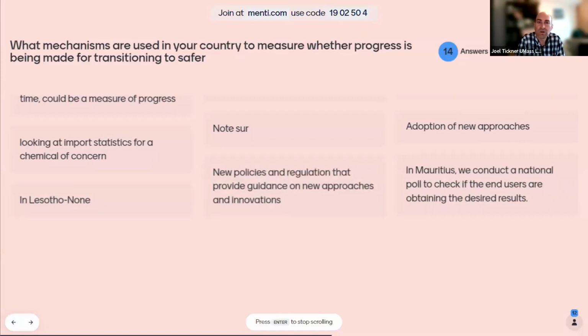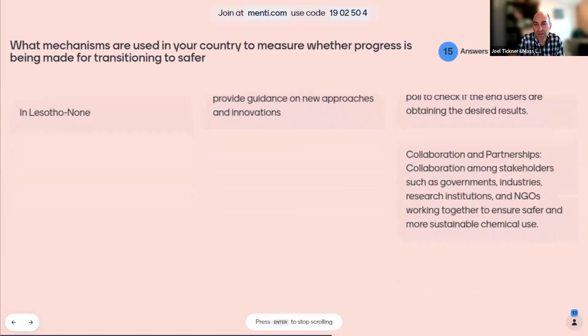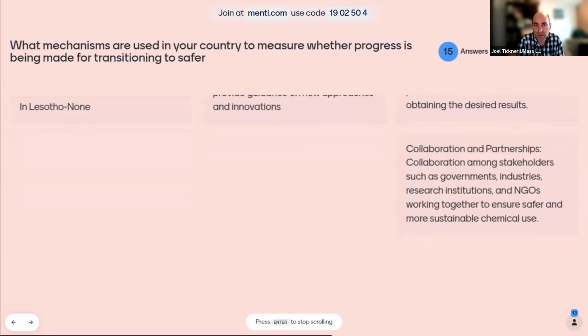So you could measure by new policies, for example. That's one way. You could measure by sales. You could measure by decreases in harmful chemicals. You could measure maybe by patents, but that just tells you about whether the innovation occurred, not whether that innovation was adopted.